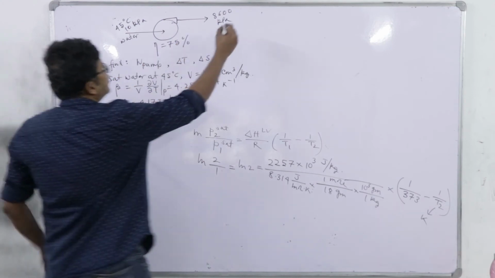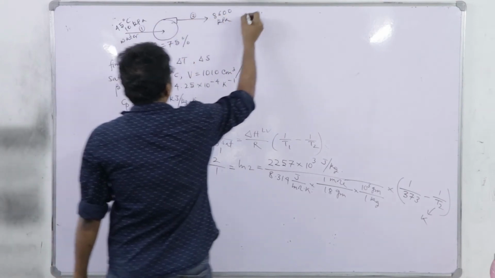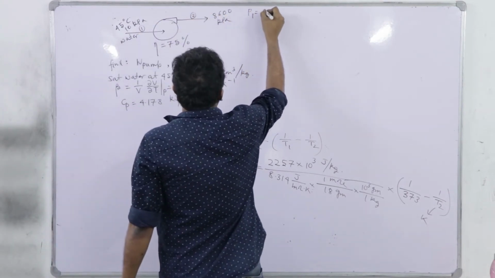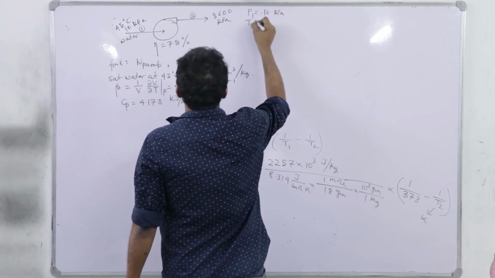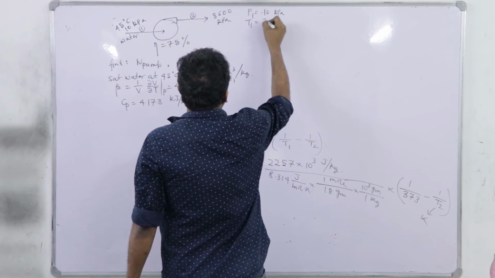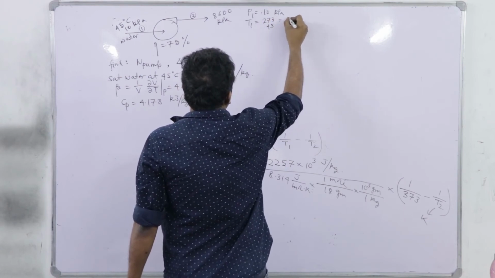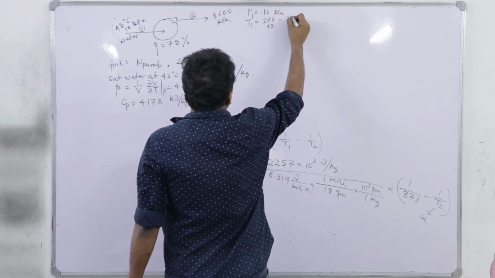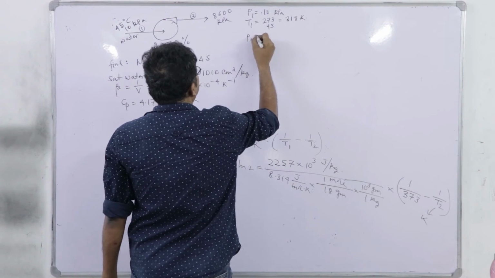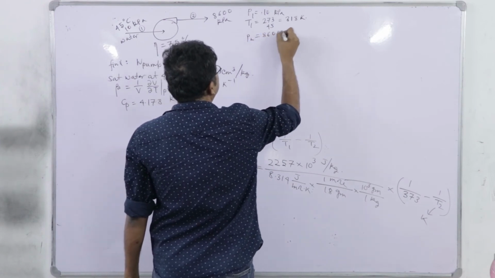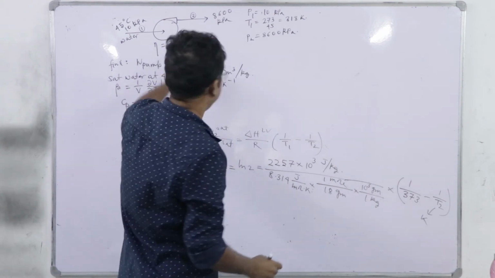Okay. So, if it is an isentropic process, here you see the final temperature is not given, its pressure is given. So, what we know? We know P1, let me mark it as 0.1 and this is at 0.2. So, P1 is equal to 10 kilopascal, T1 is equal to 273 plus 45, so it is 318 Kelvin, right, and P2 equal to 8600 kilopascal, and efficiency is 75%.